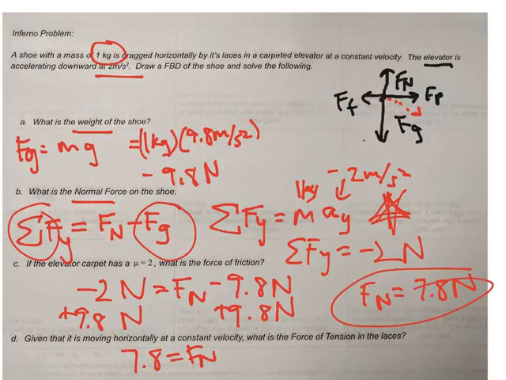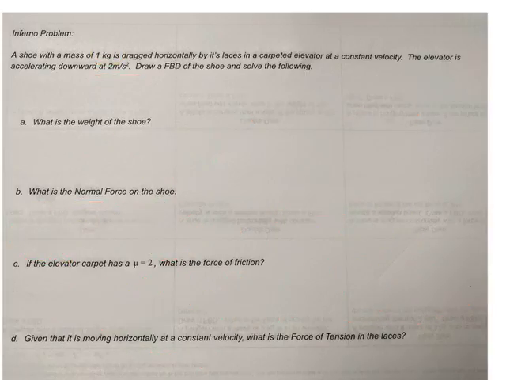So I'm going to erase this so I can now have room for C. If you need it, just go back. Alright, so then we look at the elevator has a carpet that has a mu of 2. What is the force of friction? So we already found the normal force, right? Our normal force was 7.8 newtons, or remember 8 newtons if you rounded your gravity. So what's the force of friction?